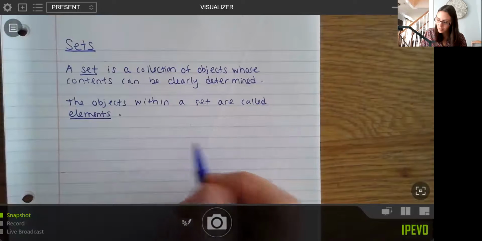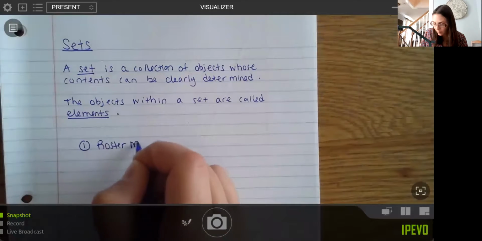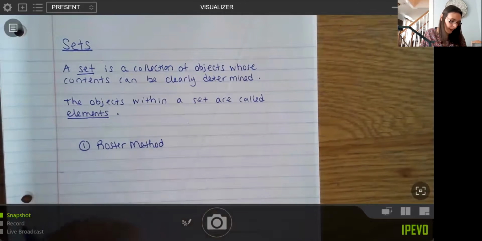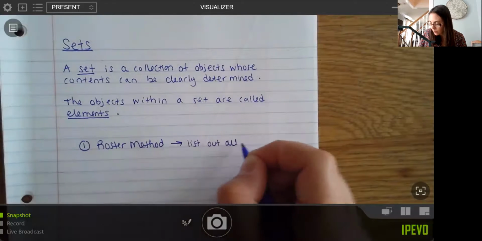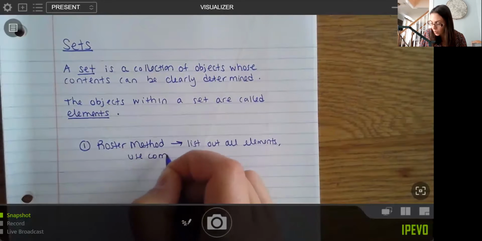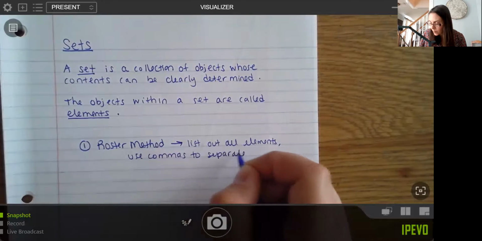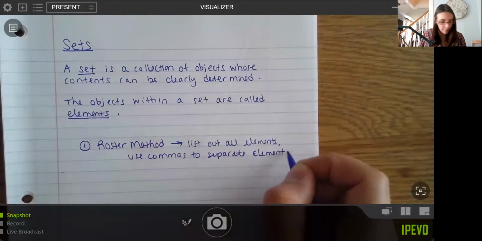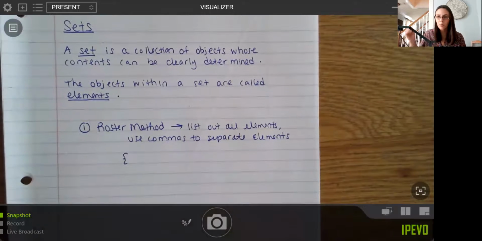And one way to express them is called the roster method. Basically, you just list all the elements out, and we just use commas to separate those elements. So for example, I would use squiggly brackets. Those represent sets. So we don't use parentheses or square brackets, we use those little squiggly brackets.